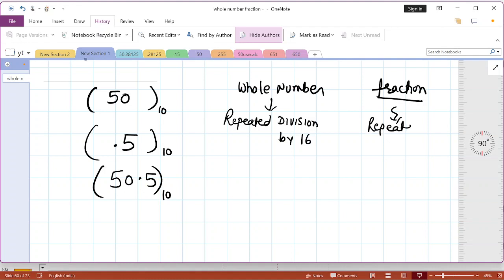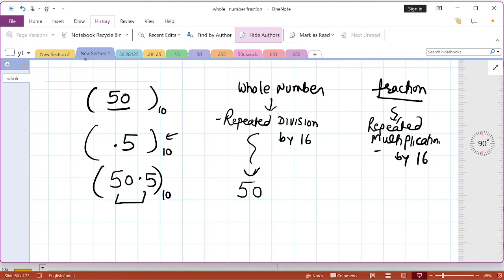For the whole number part, we use a repeated division by 16, and for fraction part we use repeated multiplication by 16. So in this case we will follow this repeated division by 16. In this example we will use repeated multiplication by 16, but when we get such a number, then we will use this method for 50 and we will use this method for 0.5, right? So two separate set of rules for handling the whole number part and for handling the fraction part.